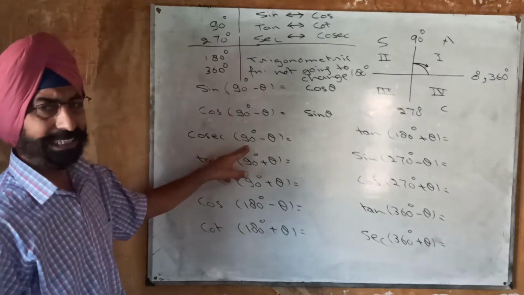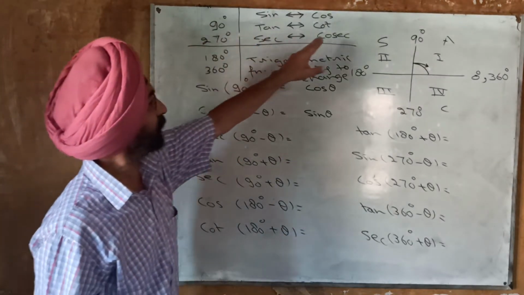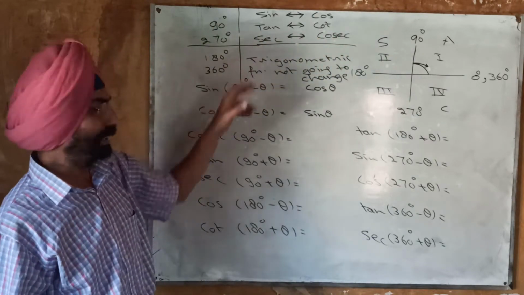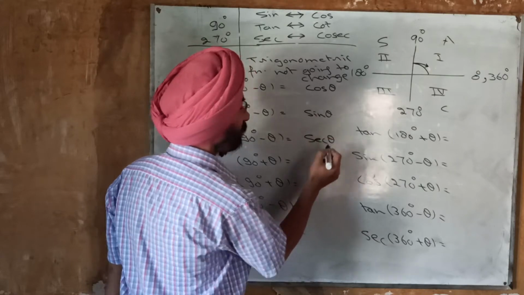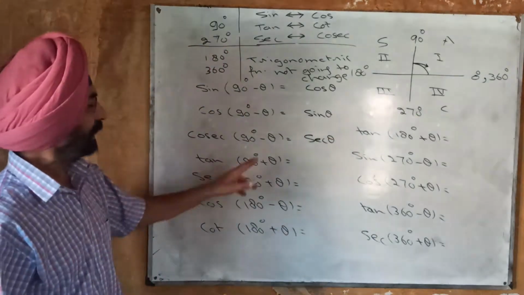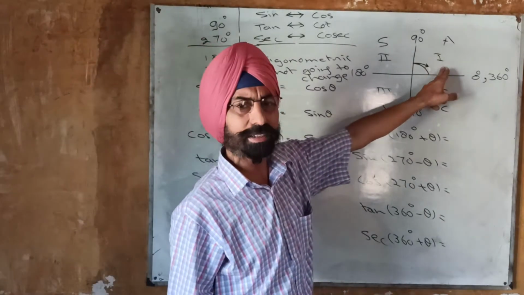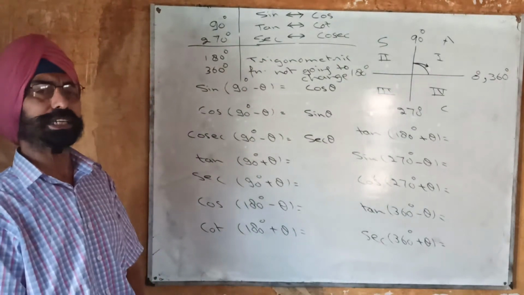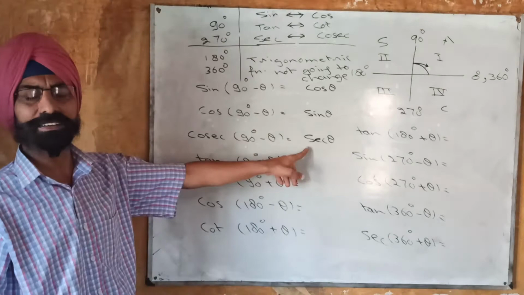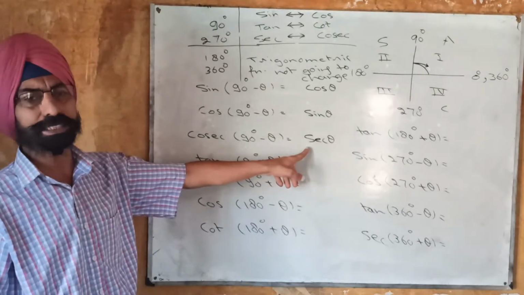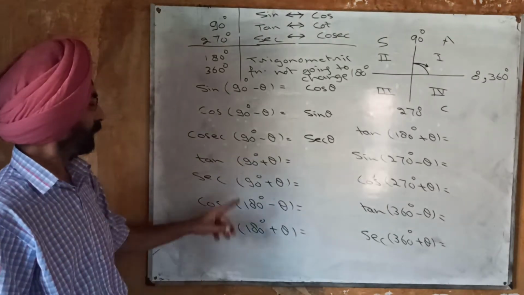Then cosecant 90 minus theta. Once again it is 90. Since 90, this cosecant will convert into secant. So this will become your secant theta. And what about the sign, plus or minus? 90 minus theta is in the first quadrant, and in the first quadrant all the trigonometric functions are positive. So cosecant will also be positive. So you will get a positive sign, that means simply secant theta. Now move on to the next.